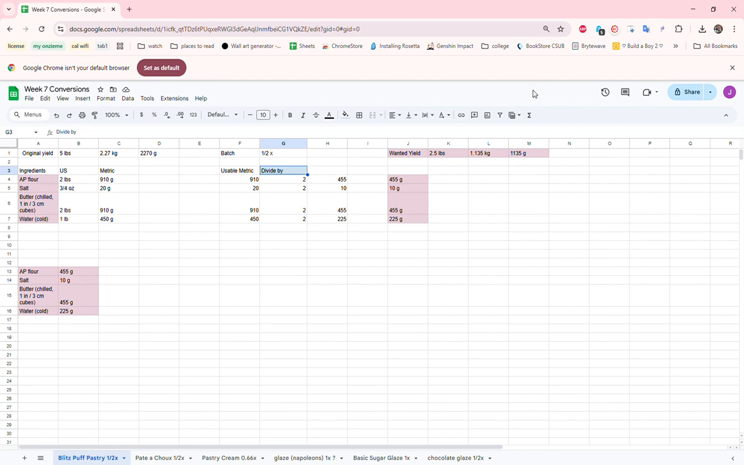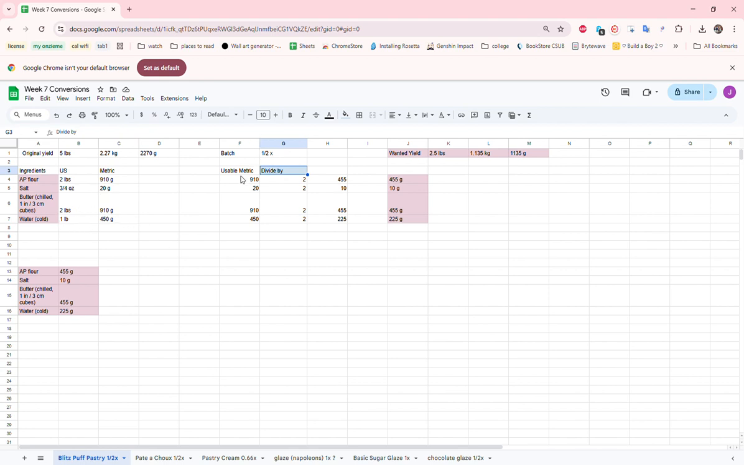Alrighty. With ingredients, we have AP flour, salt, butter, and water. We are going to use metric, which is 910 grams, 20 grams, 910 grams, and 450 grams. Surprisingly, and thankfully this week we have both US and metric. And I have all of these straight from the online recipe sheets and the packet.